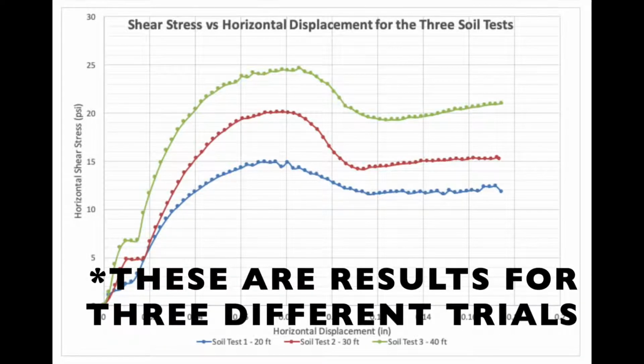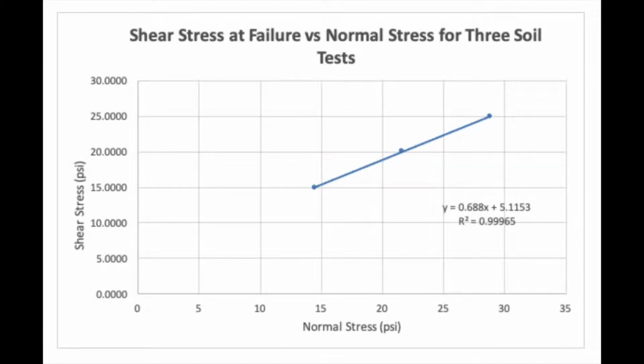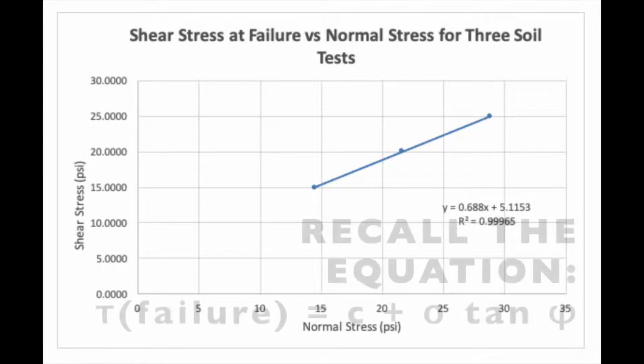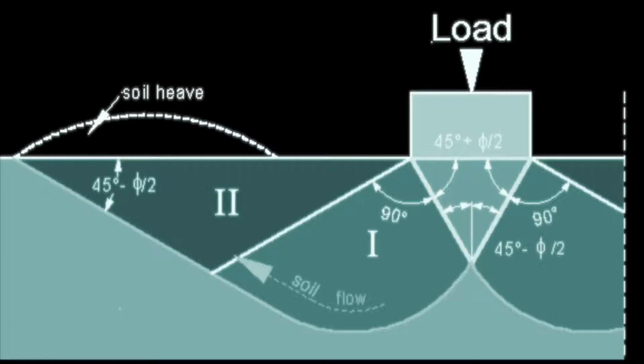This is plotted as shear stress versus horizontal displacement to find the maximum shear stress that causes failure, which is the peak on the curve. By running multiple trials, each with a different normal stress, the graph of peak shear stress versus normal stress can be achieved. This graph will have a slope equivalent to the tangent of the friction angle and a y-intercept consisting of the cohesion component.